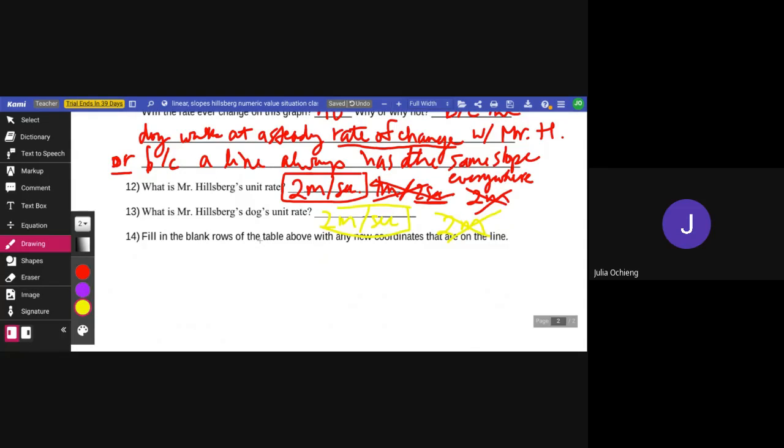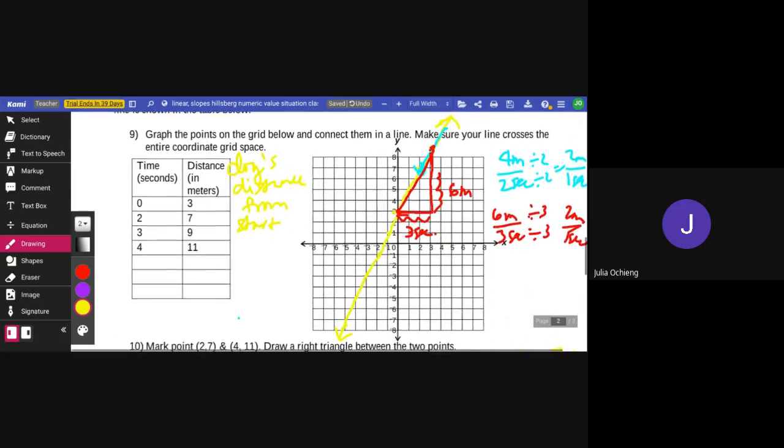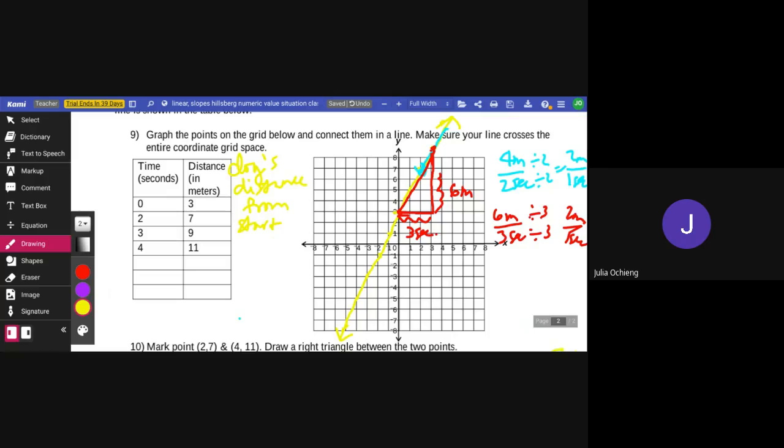Number 14, fill in the blank of the table above with any new coordinates that are on the line. So if I were to go 1 second, let's go back here. Let's fill in this number right here. If I were to go 1 second, how far would that dog be? You should be able to know that it's between 0 and 2 seconds. It should be between 3 and 7, so it should be 5 meters.